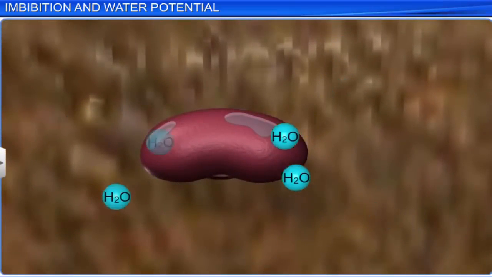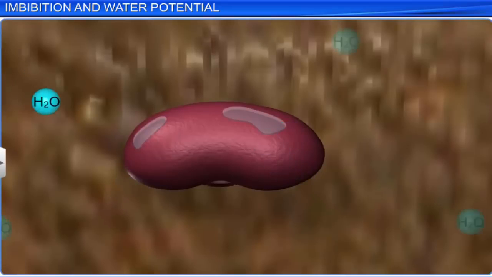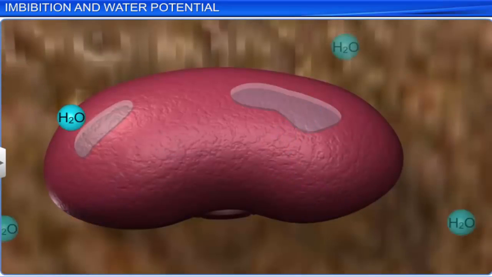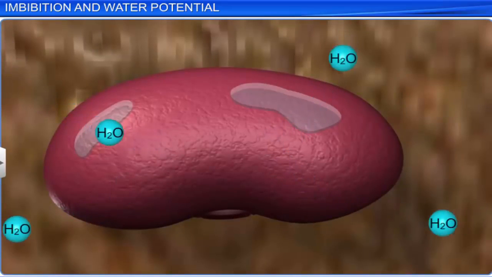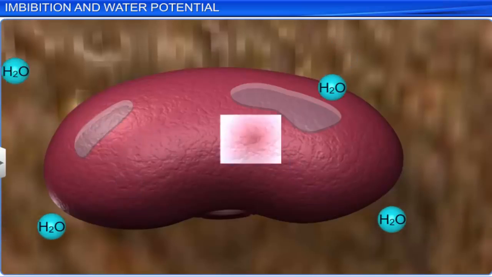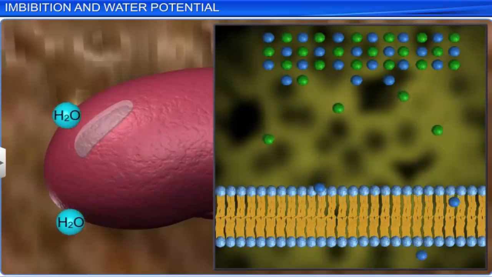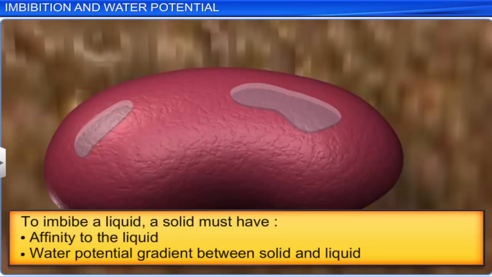Seeds absorb water by a special type of diffusion called imbibition, where solids absorb water, causing an increase in their volume. Imbibition is a special type of diffusion where, once again, water movement is along a concentration gradient. For any solid to imbibe a liquid, it must have an affinity for the liquid.